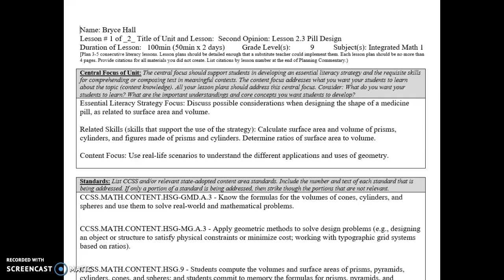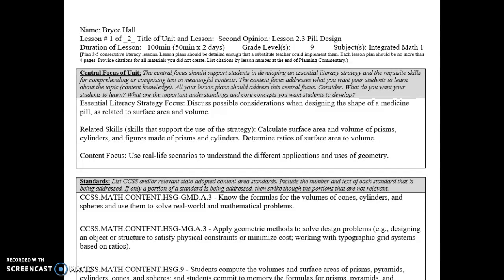Good evening, this is Bryce Hall, and this is my lesson plan on pill design. The focus is geometry, but I have created it for an integrated Math 1 class, which covers mainly geometry and what used to be known as Algebra 1.